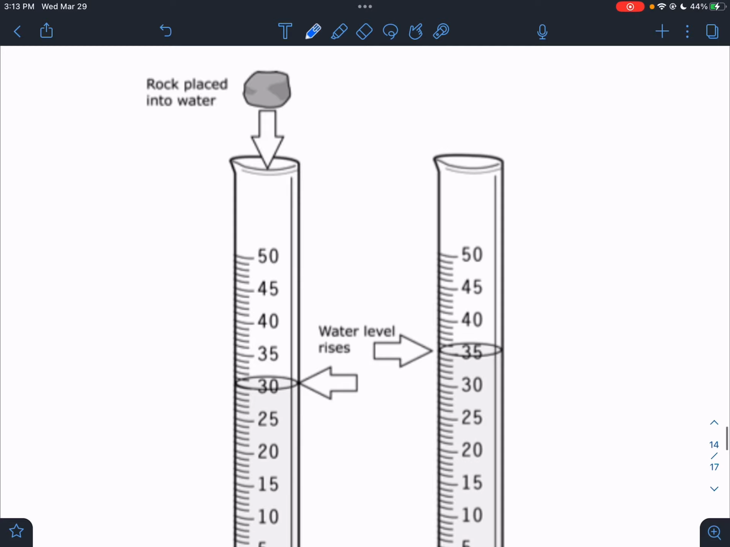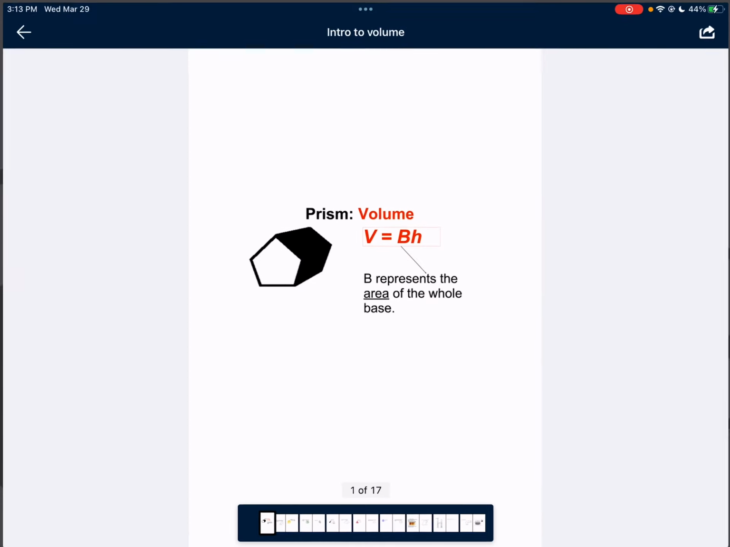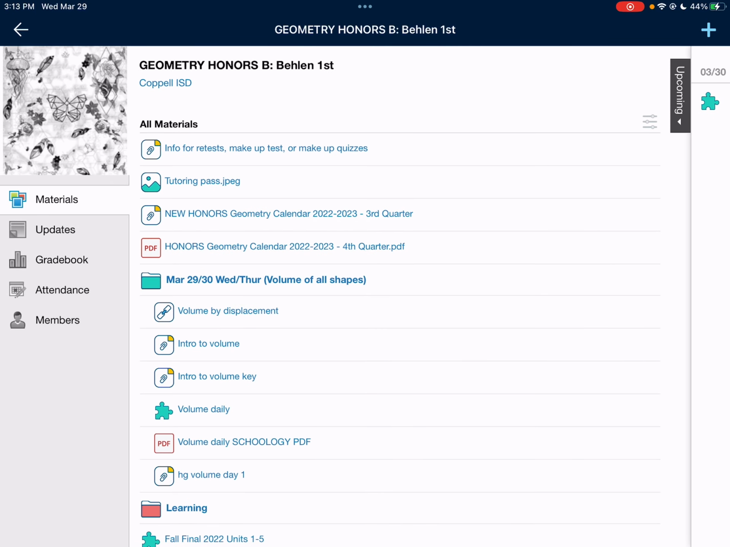Okay, how about water displacement? So I'm going to steal a little clip from someone on the internet here just so you can watch this. But we got volume displacement here.